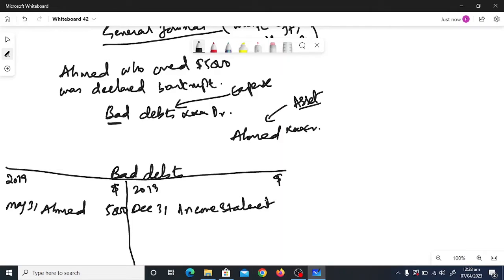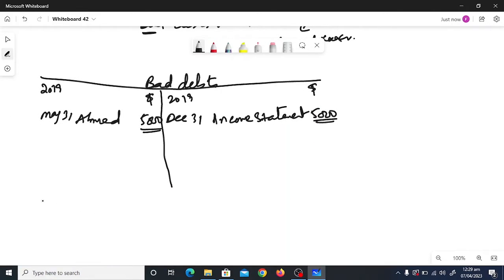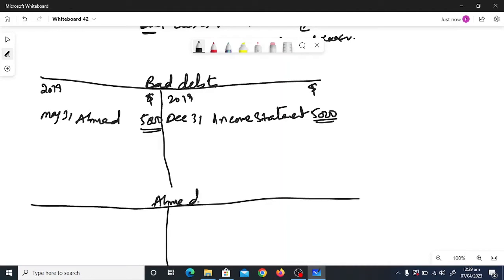On the credit side, on the last date of the year, I write income statement, because there is no balance b/d or c/d in the bad debts T account. I hope you're getting the knowledge which I'm sharing over here. Double underlining, the account is closed. Okay, I hope you got it. Now moving forward, we have to make another T account, which is of Ahmed. So let's see how Ahmed's T account will be made over here.